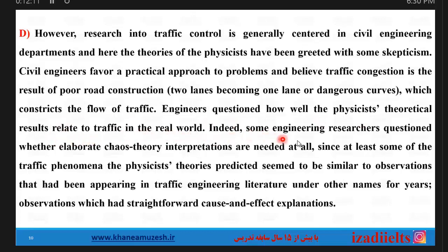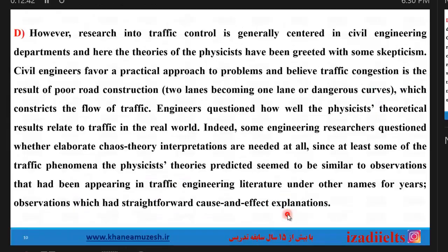Indeed, some engineering researchers questioned whether elaborate chaos theory interpretations are needed at all, since at least some of the traffic phenomena the physicists' theories predicted seemed to be similar to observations that had been appearing in traffic engineering literature under other names for years. Observations which had straightforward cause and effect explanations. The 5 headline, area of doubts and disagreement between experts. Exactly.